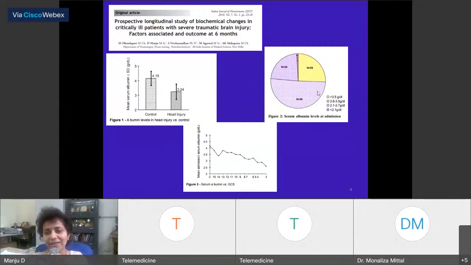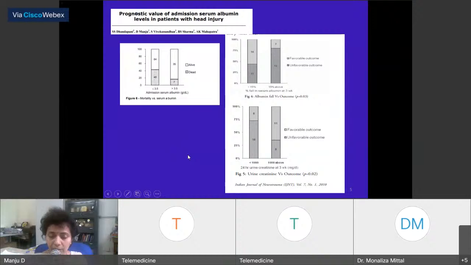So 25% of the patients had normal albumin. All other 75% of the patients had hypoalbuminemia. That happened most probably just because of the head injury, because there are many studies which state about protein and even albumin depletion. In the initial period there were fewer studies, but studies are coming up now.